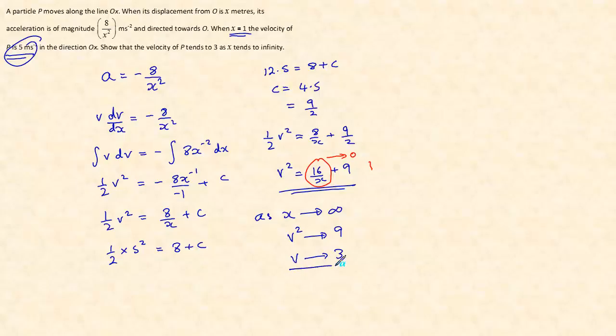So why did I decide that v tended to 3 and not negative 3? When x is 1, v is 5, so we know initially it's travelling in this direction. If we look at this expression here, if x is positive, this whole expression is positive. Well, we'd expect that with v squared, but we know that v squared can't be 0. There's no positive value of x that can give us 0. So it must continue to travel in a positive direction.